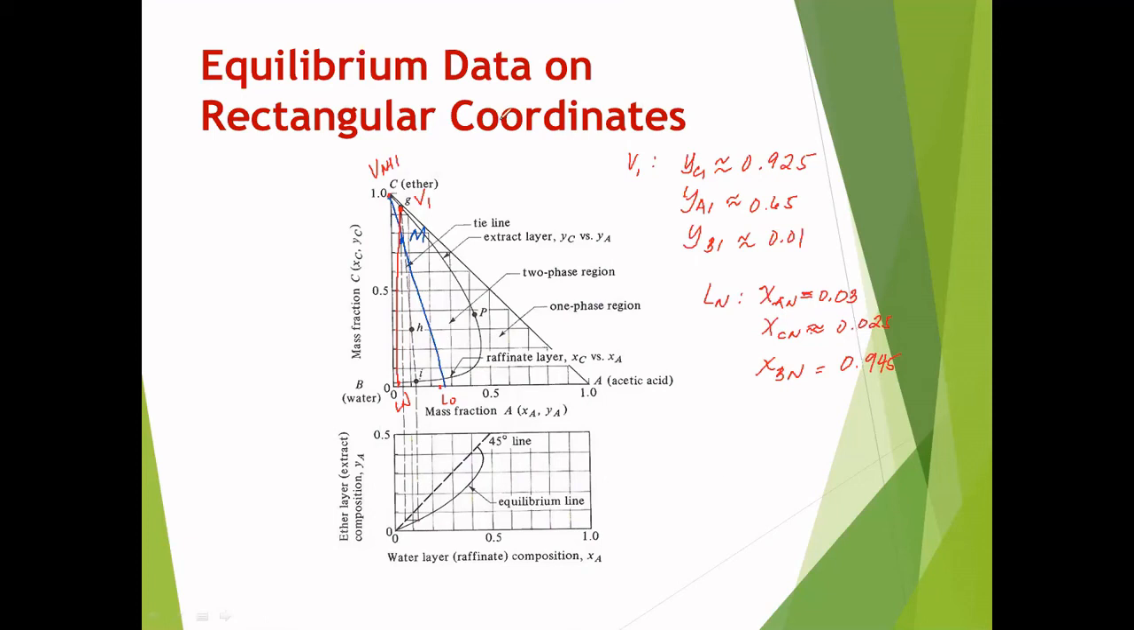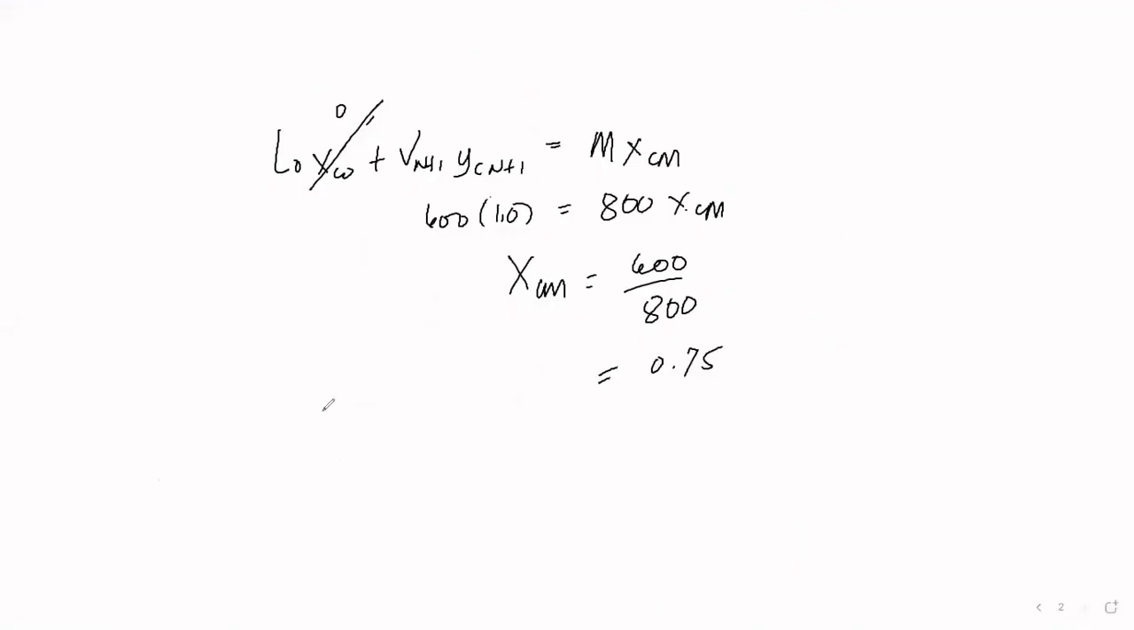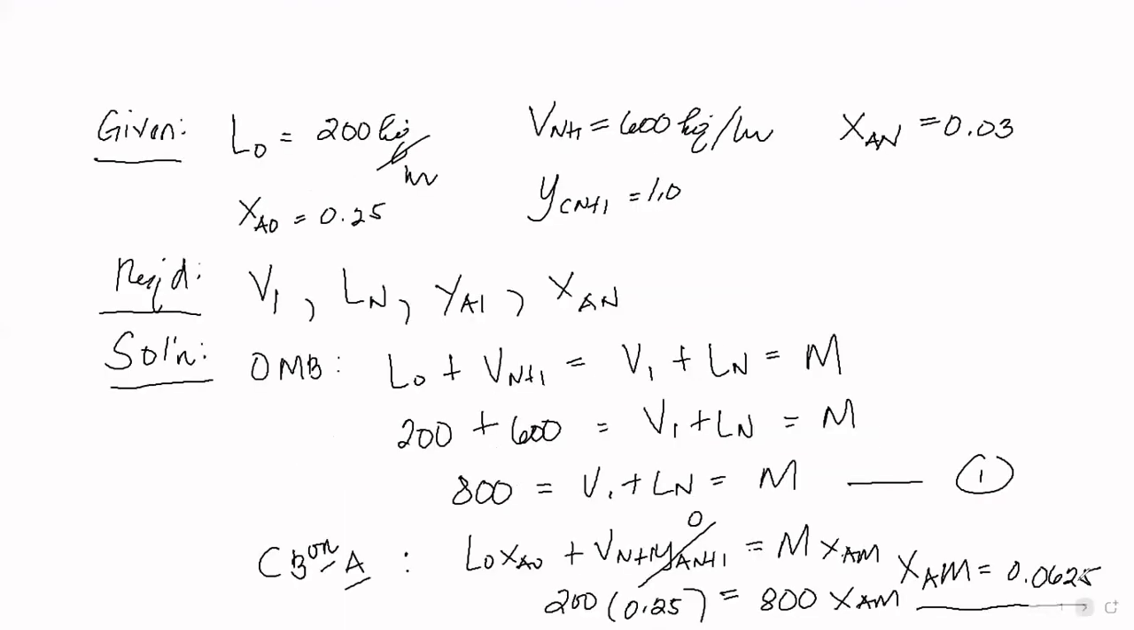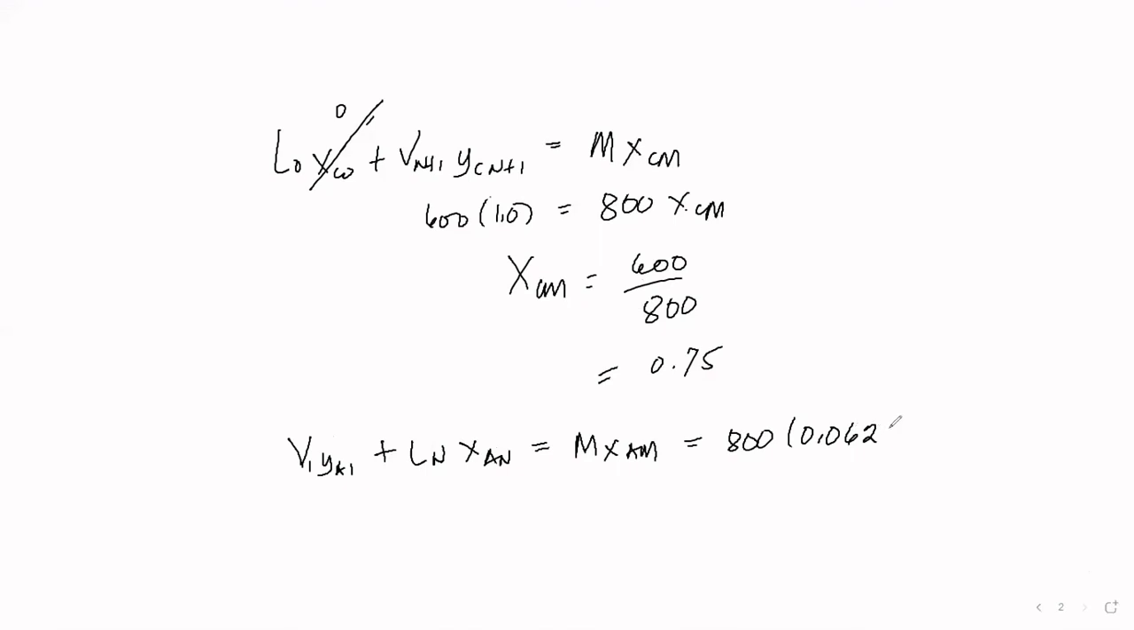So when we go back to our solution, if we want to know the actual value, so we have V1 YA1 plus LN XAN is equal to M XAM. Now, this is already 800 times the value that we got a while ago, 0.0625. Okay, that would be our A. Your V1, we will multiply to the YA1 that we got, which is 0.65.